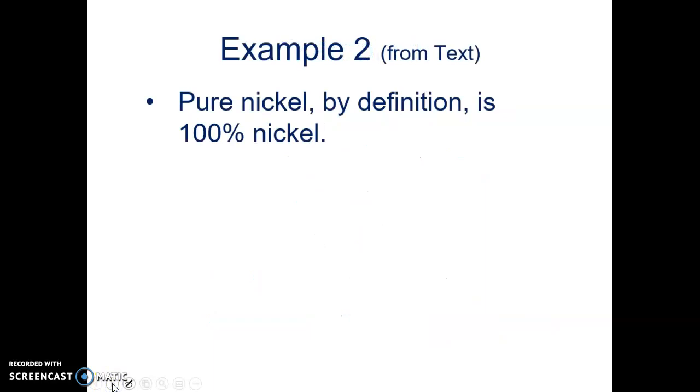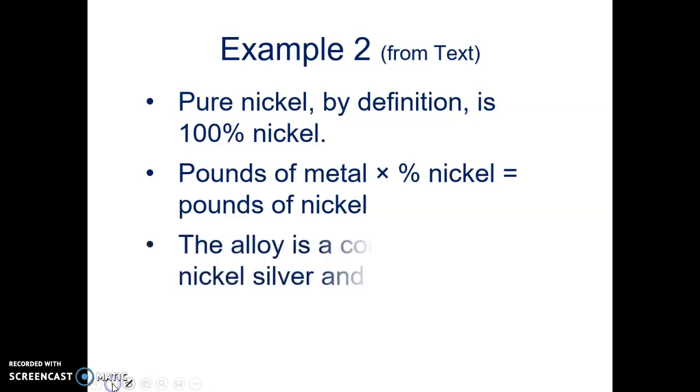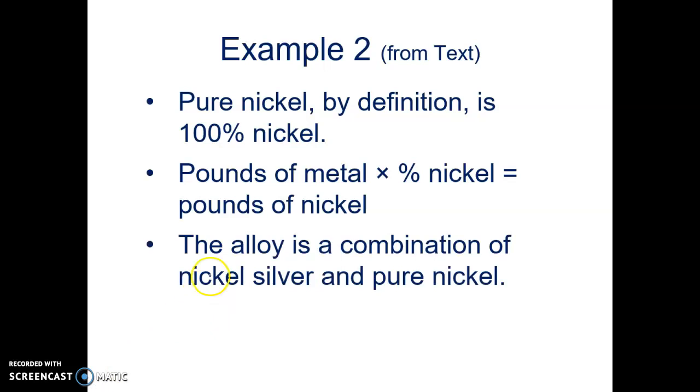All right, let's try a second example again from our book. This one is about a nickel mixture. And pure nickel, by definition, is 100% nickel. Pounds of metal times the percent of nickel equals how many pounds of nickel. So when we mix nickel with other metals, we can still go back and figure out how much nickel is in that mixture. An alloy is a combination of nickel silver and pure nickel.